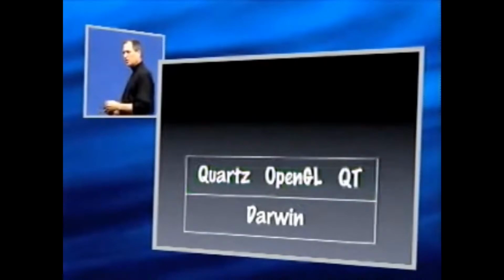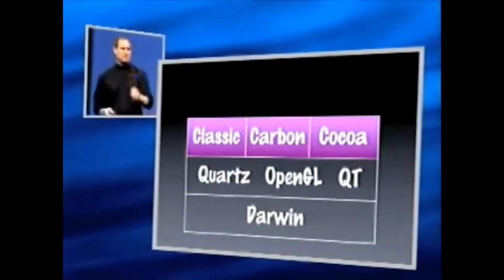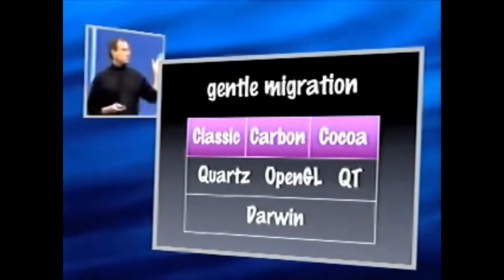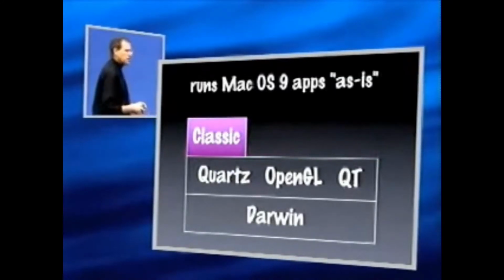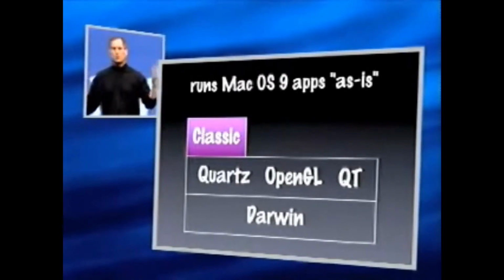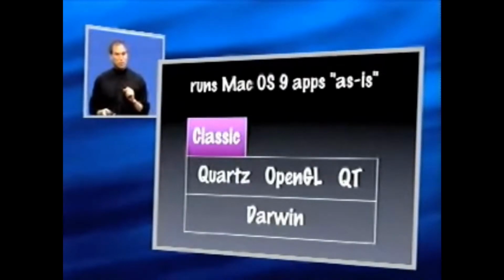The next layer are our APIs, the things that our developers program to. And there are three of them in Mac OS X: Classic, Carbon, and Cocoa. Classic, and the reason for this is to provide a gentle migration for people from the left to the right over time. Mac OS 9. Classic runs Mac OS 9 apps as is, without modification. So you can run your Mac OS 9 apps right on Mac OS 10. You do not get all of the new features, however, because it's impossible to do technically. But they all run, and they run well.